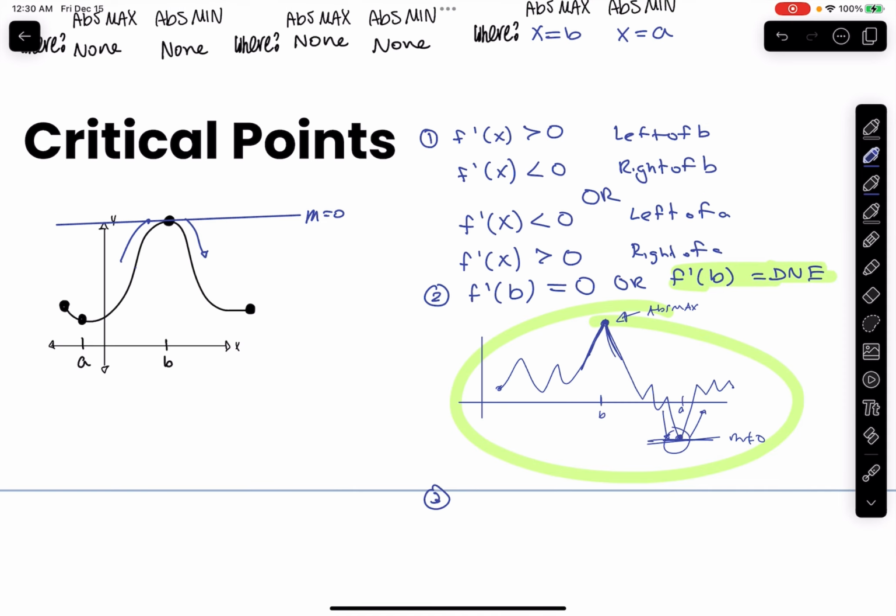All right, and the last condition, which is very obvious and very simple, is just that f of b has to exist. And if we're working with f of a, then f of a has to exist, right? But we're just focusing on b for the rest of these examples.